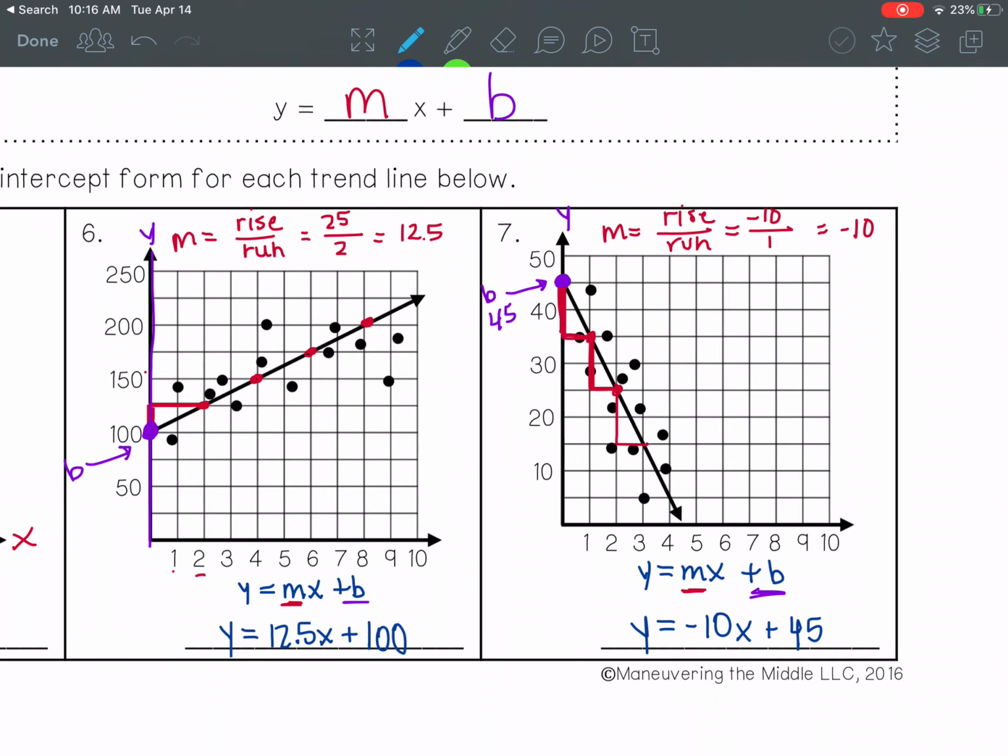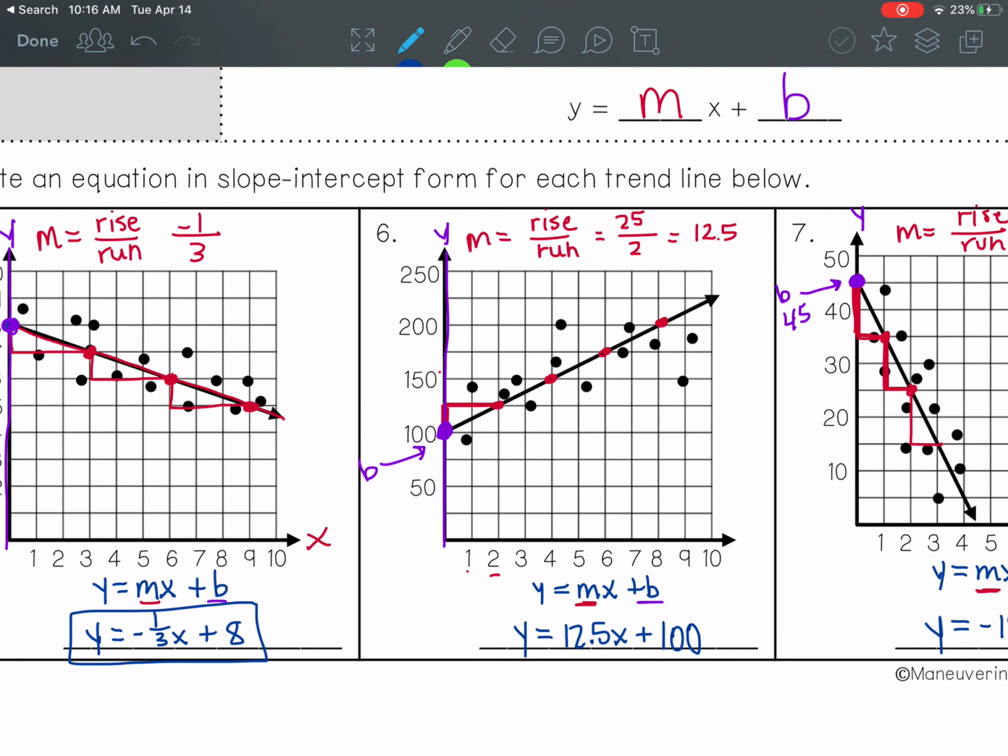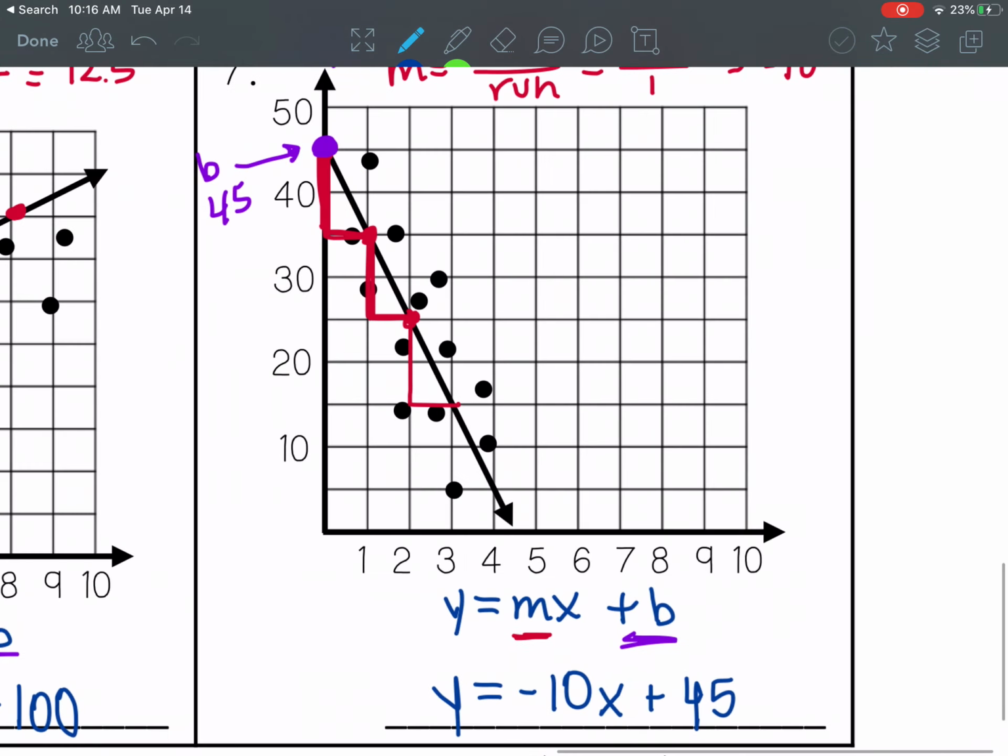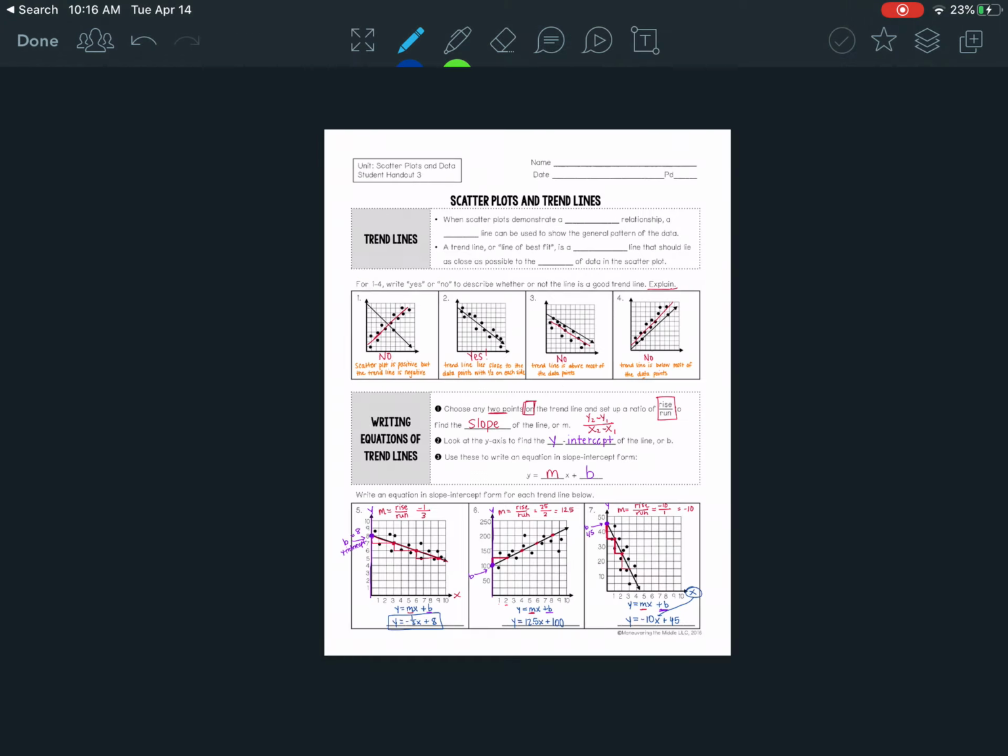Okay, now we could use these equations. Let's say this has a story problem to it. These are x values, so if we wanted to estimate, we could take an x value and substitute it into this equation and answer what the y value would be. Negative 10 times x plus 45. That would give us our y. And that's the whole reason we're writing these equations. So then we can use them and apply them to whatever the scatter plot is talking about. Okay? So that is all for today's lesson.